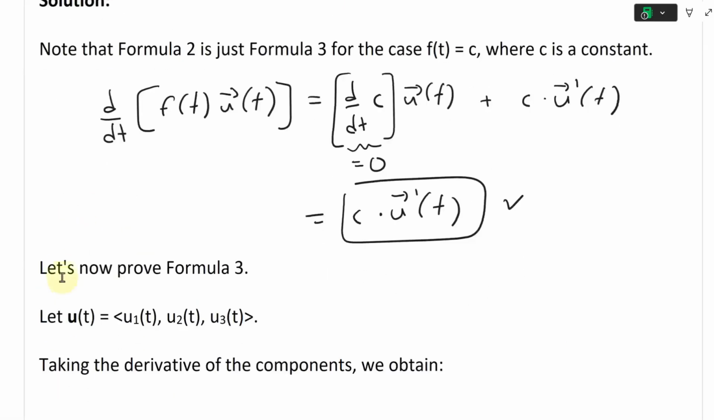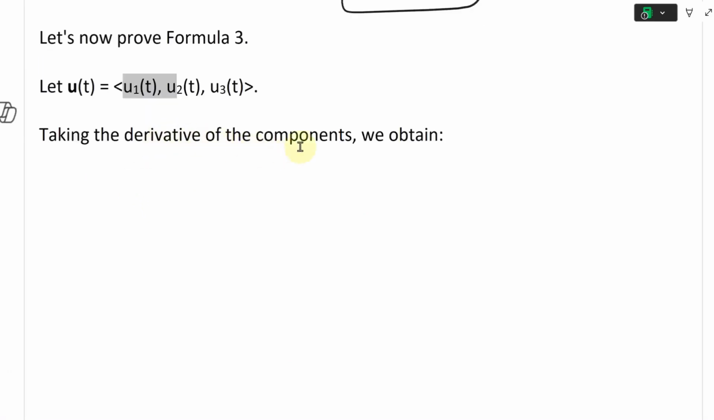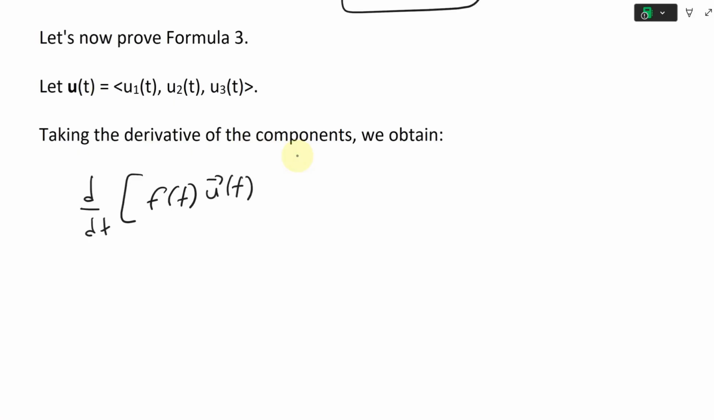Alright, so let's go further and now prove formula 3. So let u of t equal, as per usual, the components u1 of t, u2 of t, and u3 of t. So now taking the derivative of the components, we obtain: d over dt of f of t times the vector function u of t. Take the components now. This is the same thing as writing d over dt of its components. So put this in vector format. It's going to be f of t multiplied by each component.